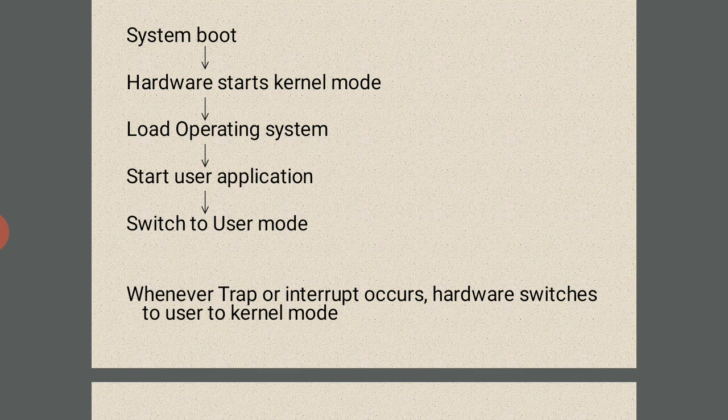So first the hardware starts in kernel mode, which works like a bridge, checking whether the parts are working correctly or not. Then it loads the operating system, starts user applications, and switches to user mode. Whenever a trap or interrupt occurs, hardware switches from user mode to kernel mode.